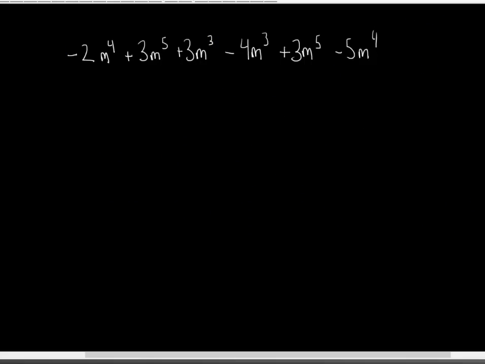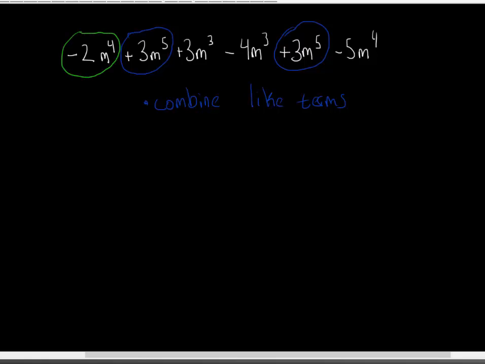And here's number 3 after the distribution. And let's make really sure we nail down the combine like terms step in this one. So let's always start with the largest power. 3m to the 5th and 3m to the 5th are going to go together. Negative 2m to the 4th and negative 5m to the 4th are going to go together. And positive 3m to the 3rd, negative 4m to the 3rd are going to combine together.